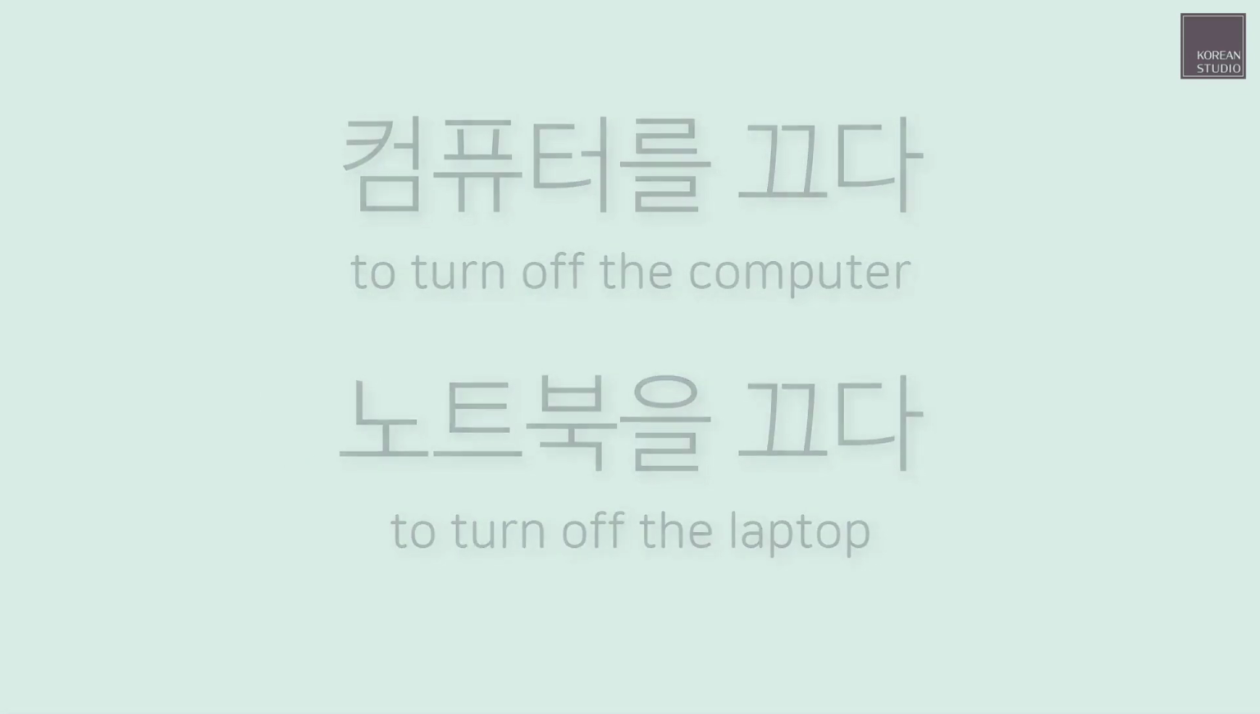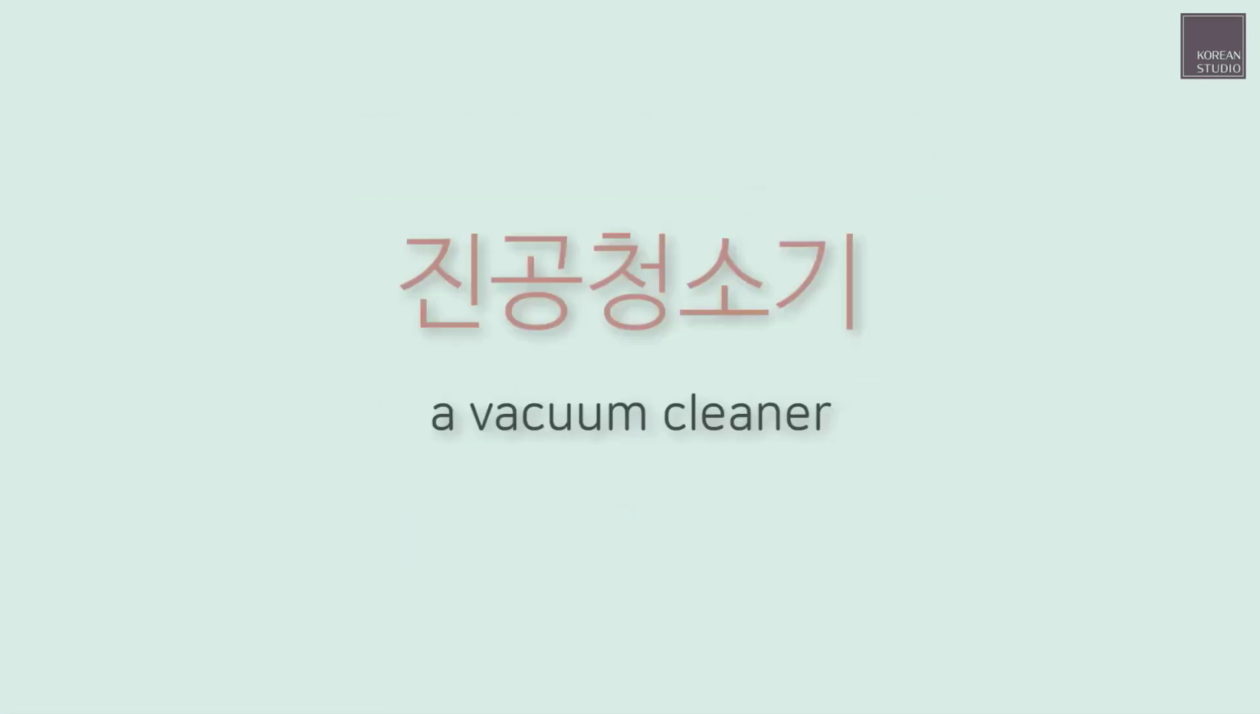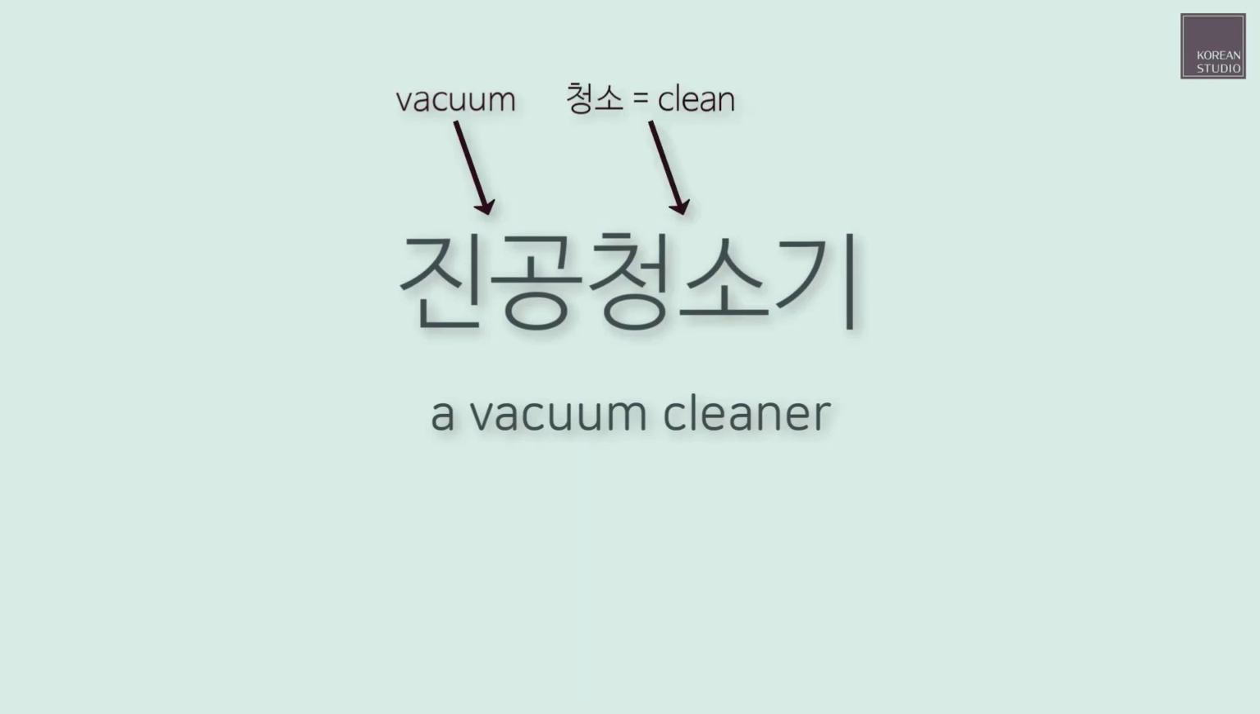Great job, well done. Now the next word is a vacuum cleaner, and this is 진공청소기. The word 진공 means vacuum, and 청소 is a noun that means clean. Just like how we added 기 to the dishwasher and a washing machine, we can add 기 to 청소 to say cleaner, 청소기. This 기 actually means machine, so it's used with many kinds of machines.